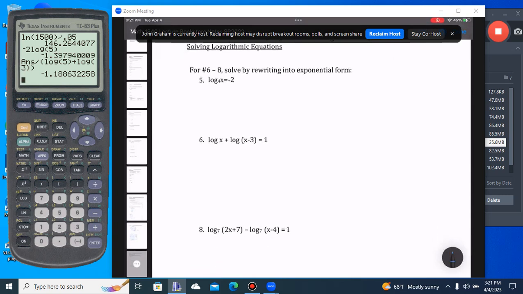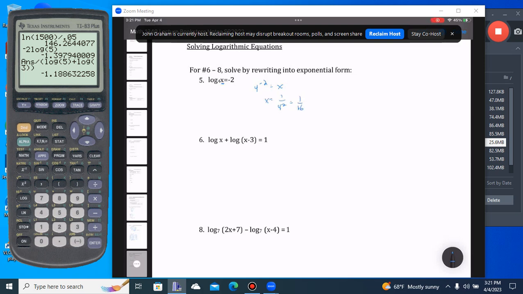Okay. Sometimes we can solve these if we rewrite them in exponential form. So here log base 4 of x is negative 2. So we can rewrite that as 4 to the negative 2 equals x. This is the best way to do it when x is what you're taking the log of. And so x is equal to 1 over 4 squared, which is 1 over 16.